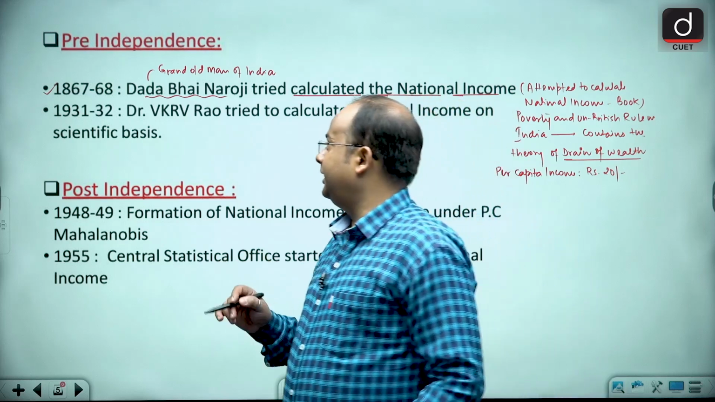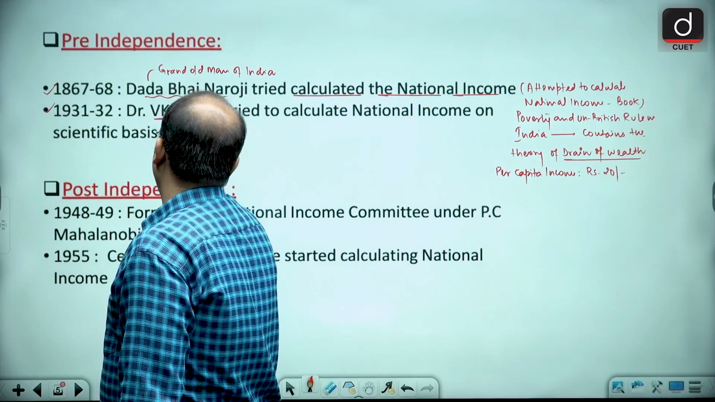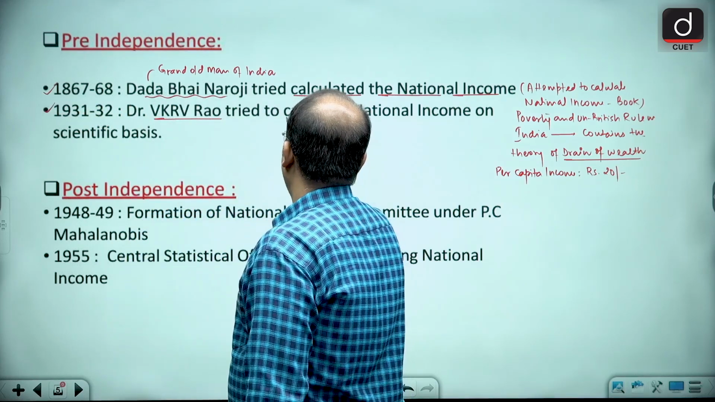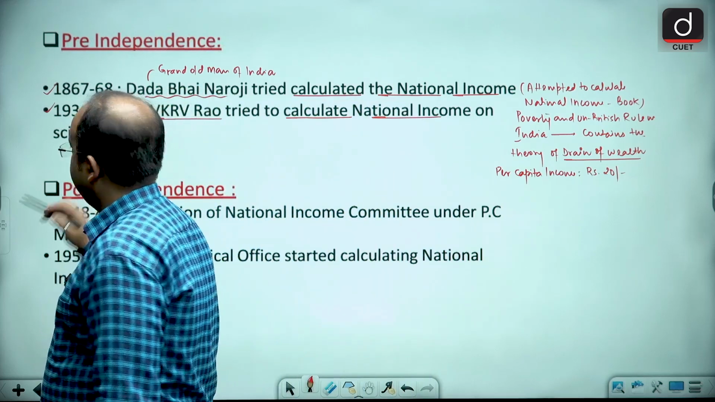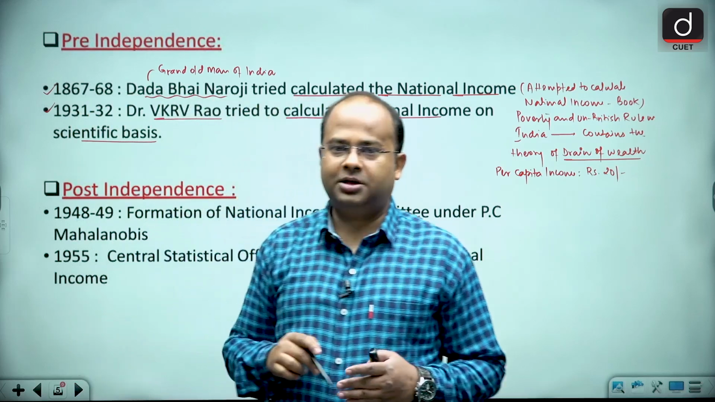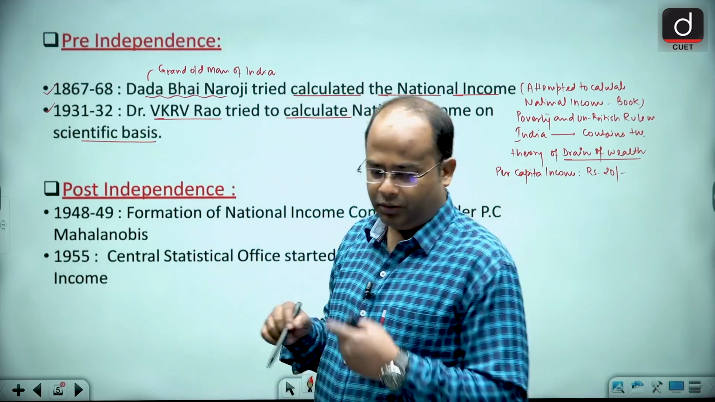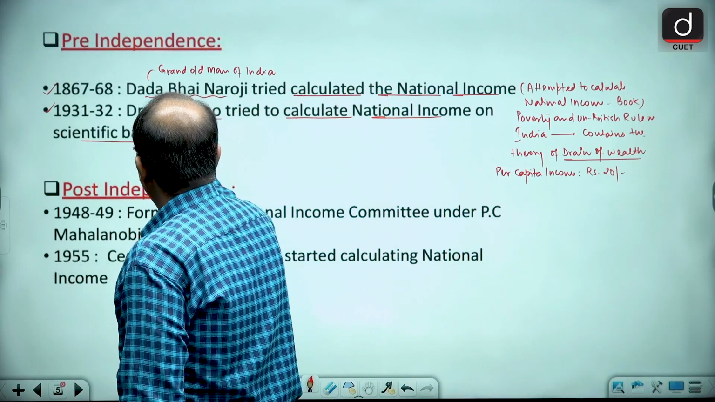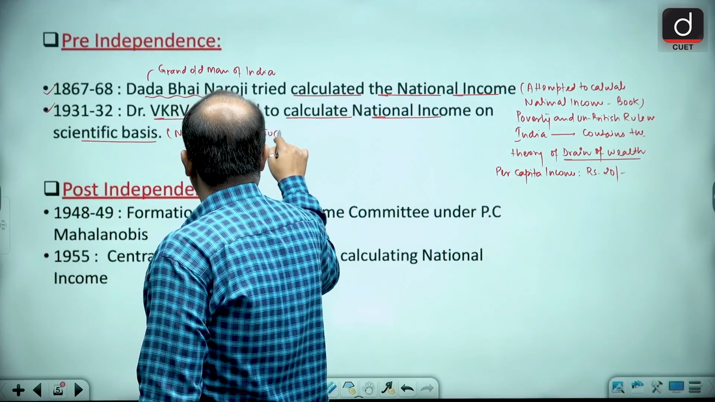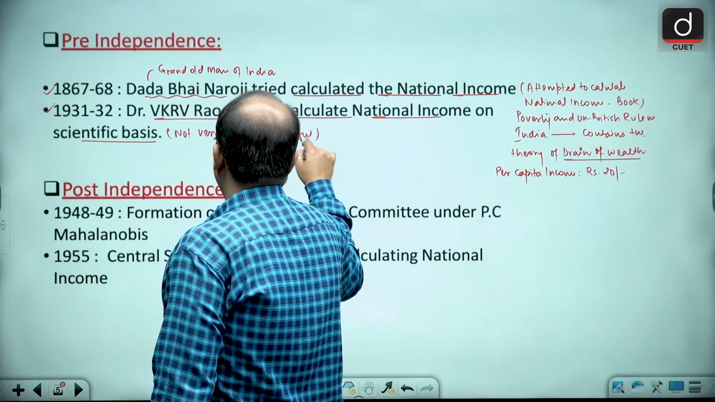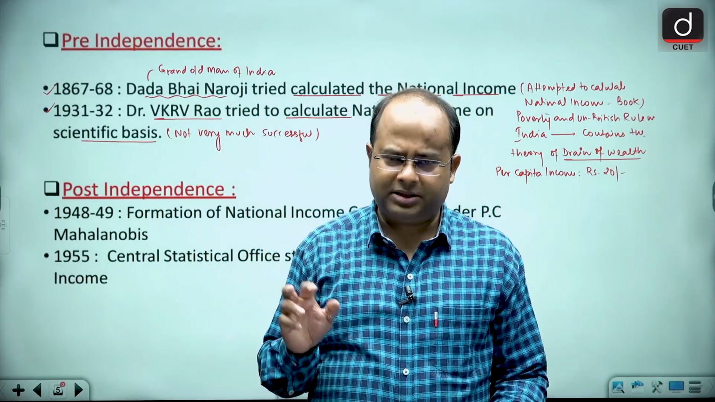Now, in 1931-32, Dr. V.K.R.V. Rao tried to calculate the national income of India on a scientific basis, but it was not very successful, as they did not have the exact data, facts and figures. So that was not very successful.